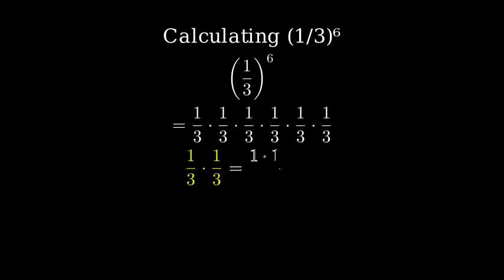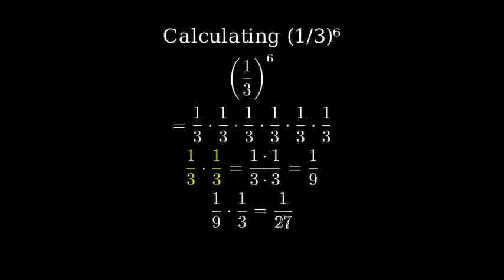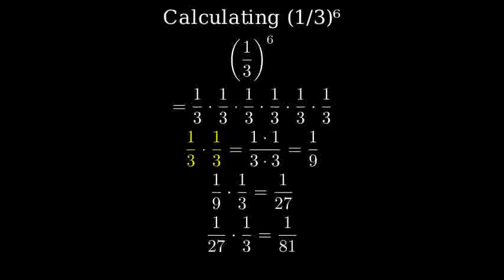First, let's multiply the first two 1/3s. 1 times 1 is 1, and 3 times 3 is 9. So we get 1/9. Now, we multiply 1/9 by another 1/3. 1 times 1 is 1, and 9 times 3 is 27. So we get 1/27. Let's multiply by another 1/3.